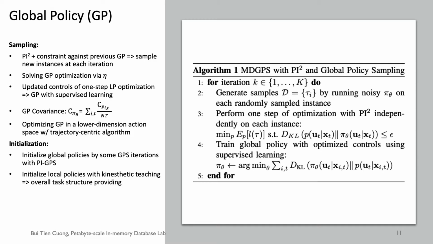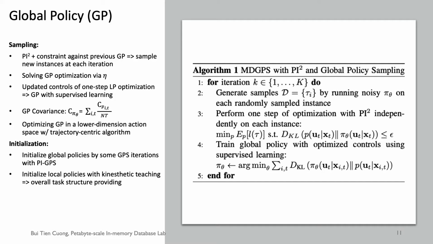The optimization is now constrained against the KL divergence to the old global policy and can be solved through optimization of temperature eta. The right-hand figure demonstrates the algorithm of P-squared with global policy sampling. After performing one-step local policy optimization with P-squared, the updated controls are fed back to the global policy with supervised learning.